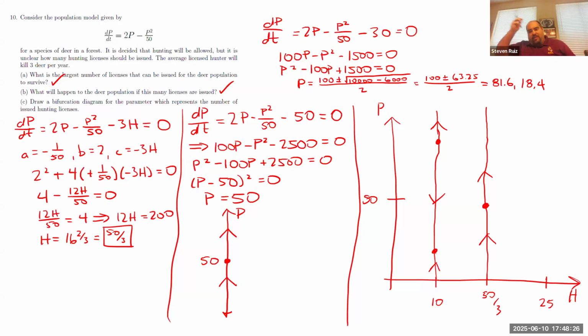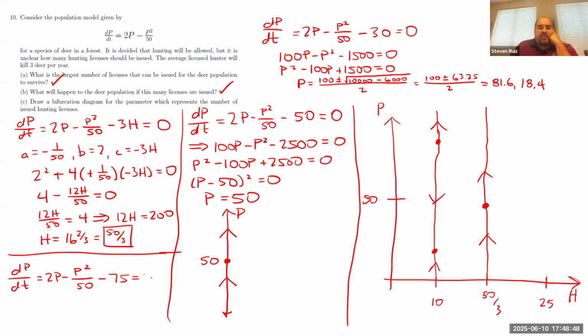And then what happens to the right? So if we choose 25, this should be very quick. So what's going to happen is dp dt equals 2p minus p squared over 50 minus 3 times 25, which is 75. If I set that equal to 0, let's just go straight to the discriminant. B squared, 4 minus 4. So 4 is b squared. B squared minus 4 times a.